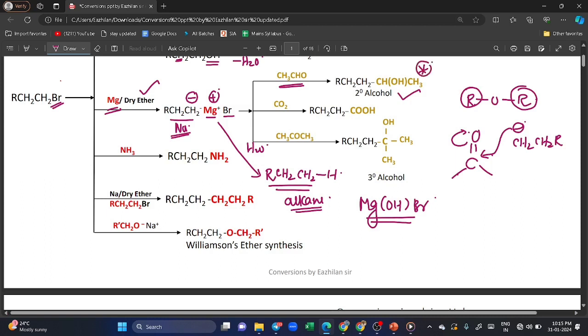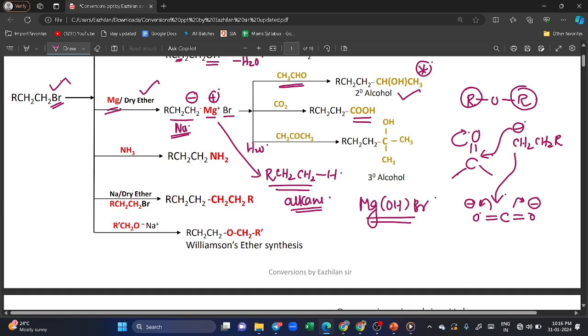Then sometimes you can also react it with carbon dioxide. Carbon dioxide's carbon also acts as an excellent electrophilic center, because two highly electronegative oxygens are attached to the carbon and they suck all the electron density from it. So your Grignard reagent can also react with carbon dioxide and give you a carboxylic acid. If you want to convert a given haloalkane to a carboxylic acid, you can use this scheme. First react it with Grignard reagent, then with carbon dioxide.